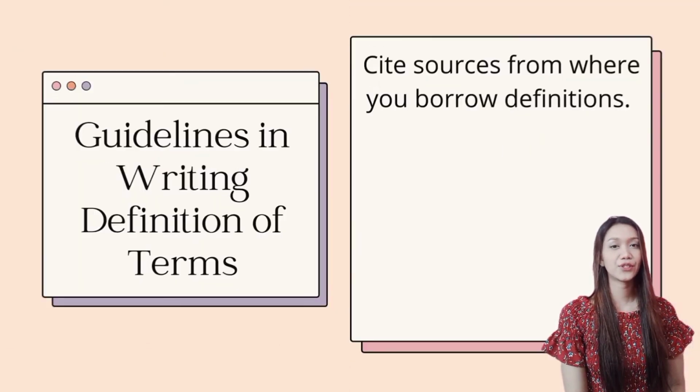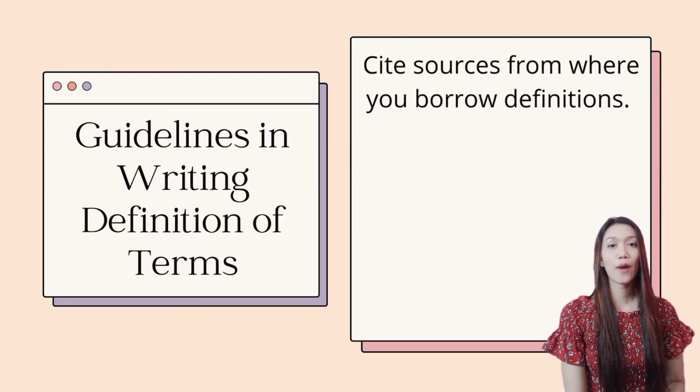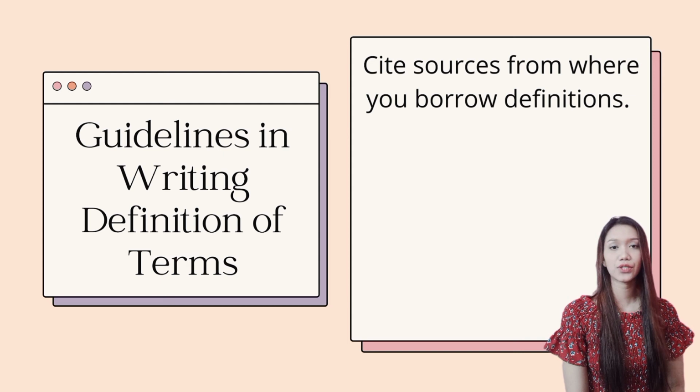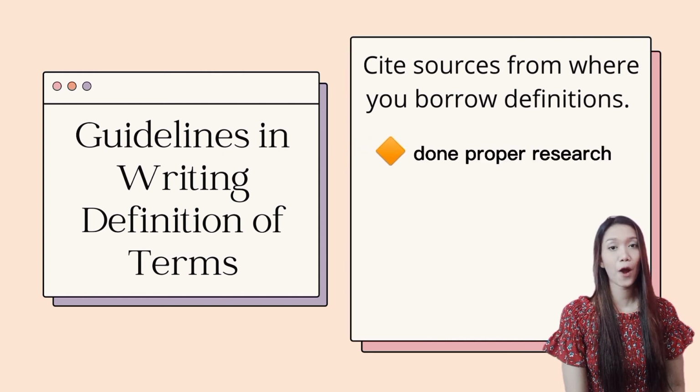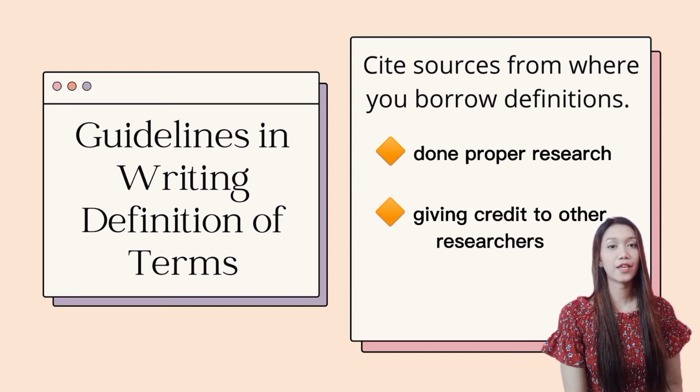The last one is to cite sources from where you borrow definitions. It's important to cite sources you use in your research for several reasons. First is to show your reader you have done proper research by listing sources you use to get your information, and to be a responsible scholar by giving credit to other researchers and acknowledging their ideas.